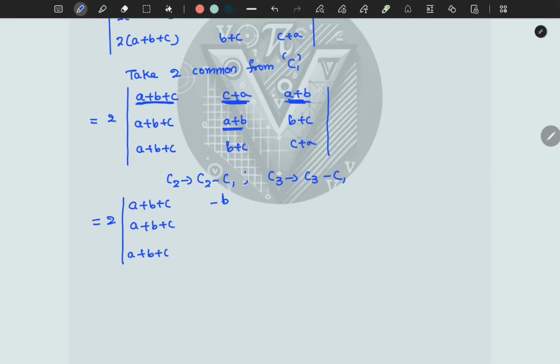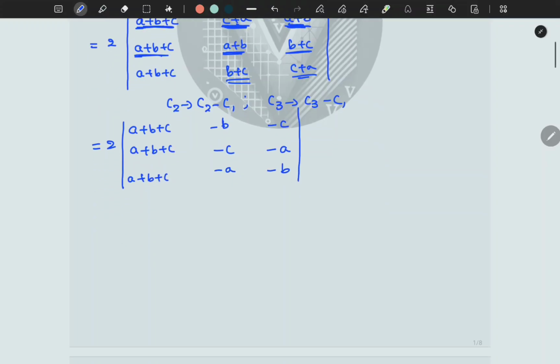Now here A plus B is there. From here, if I subtract A plus B plus C, what remains is minus C. And here, from B plus C, if I subtract A plus B plus C, what do I get? I get minus A. Similarly, what do I get here? I get minus C. And then what do I get here? I get minus A. And what do I get here? I get minus B. I hope you understood this, right?